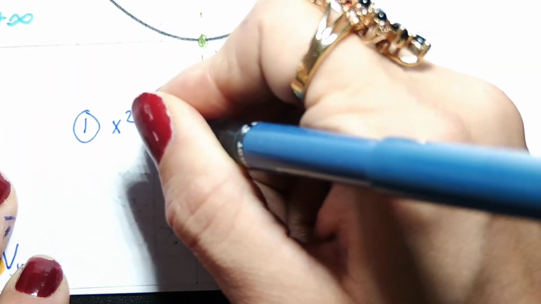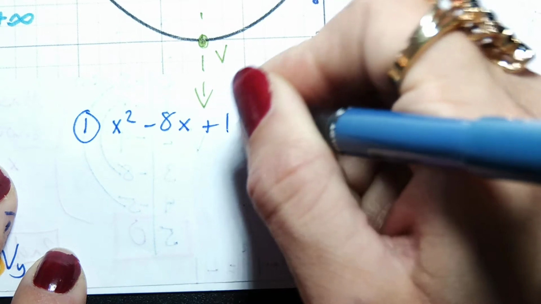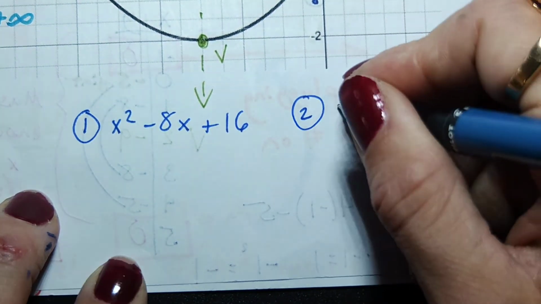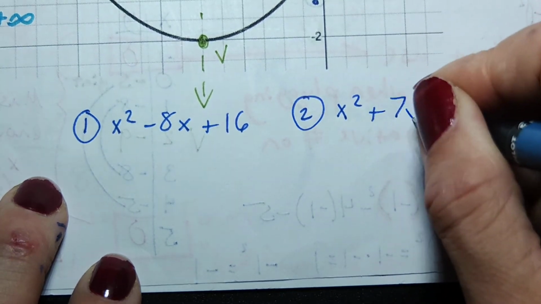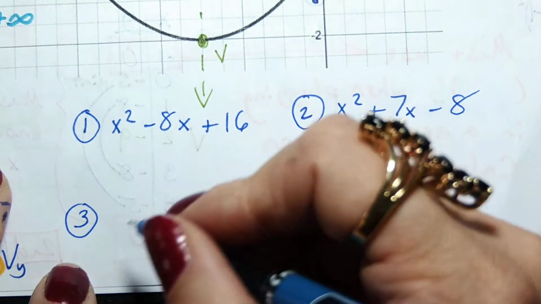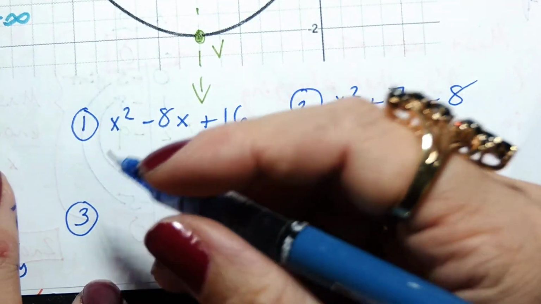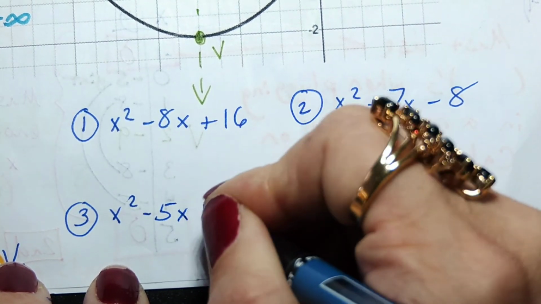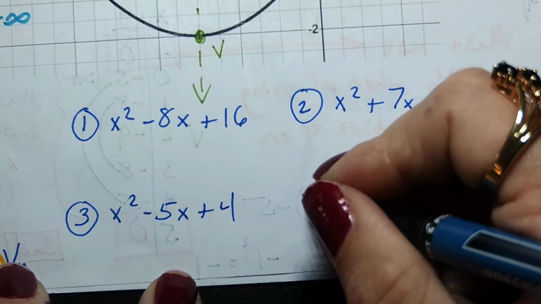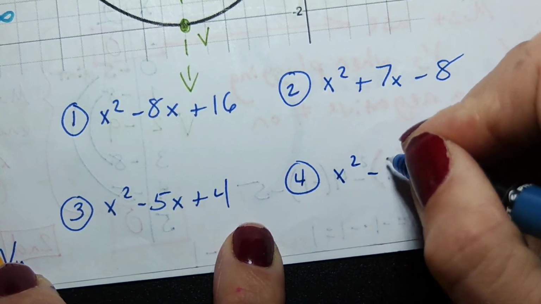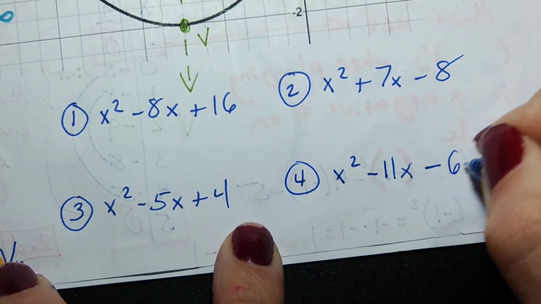So number 1, x squared minus 8x plus 16. 2, x squared plus 7x minus 8. 3, x squared minus 5x plus 4. And 4, x squared minus 11x minus 60.